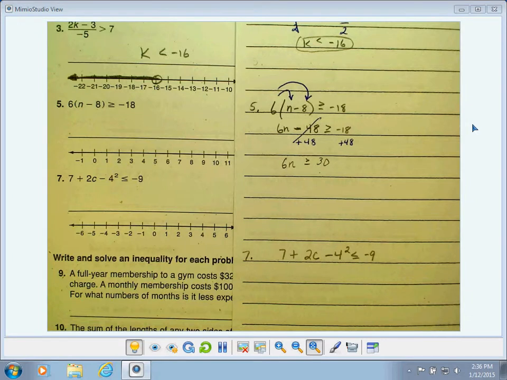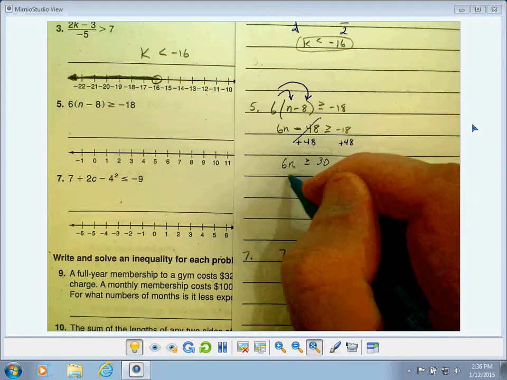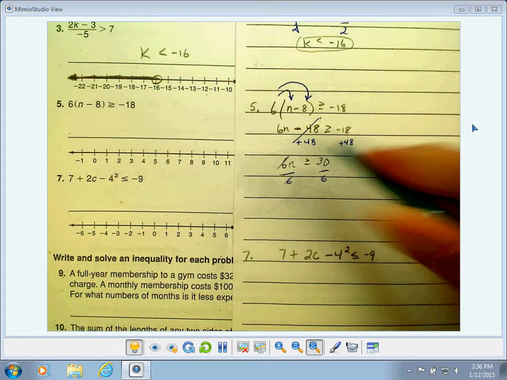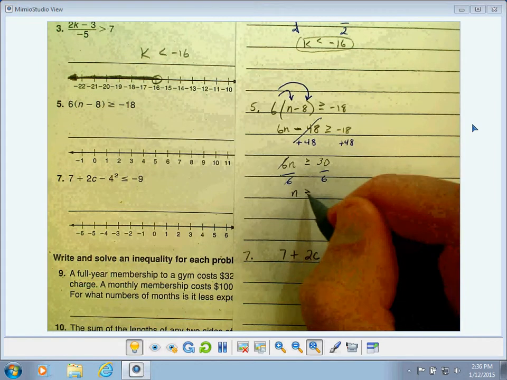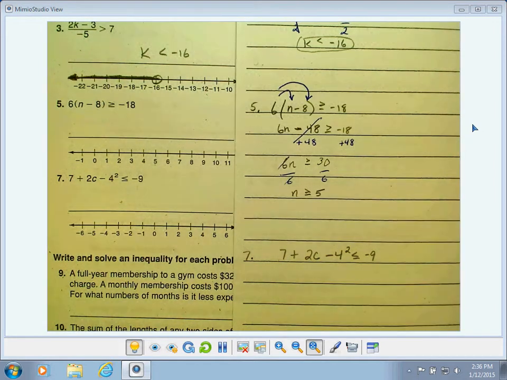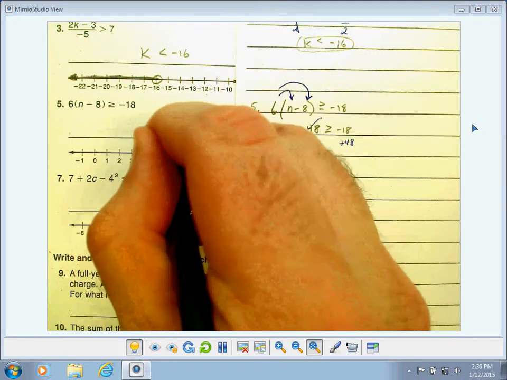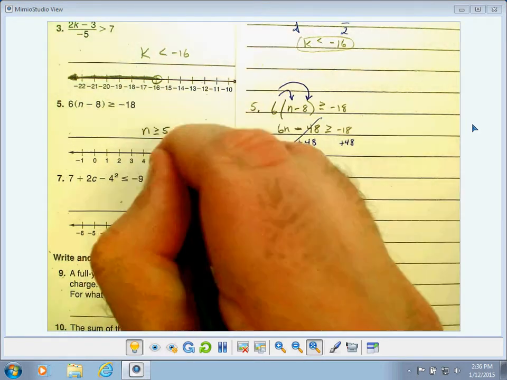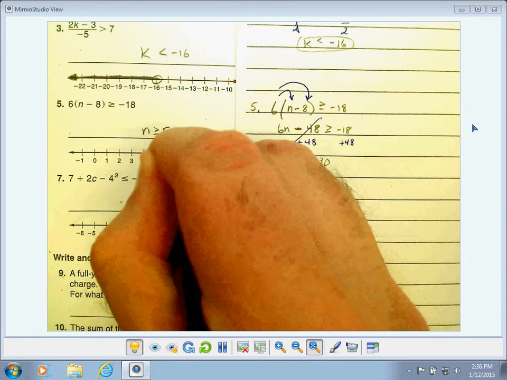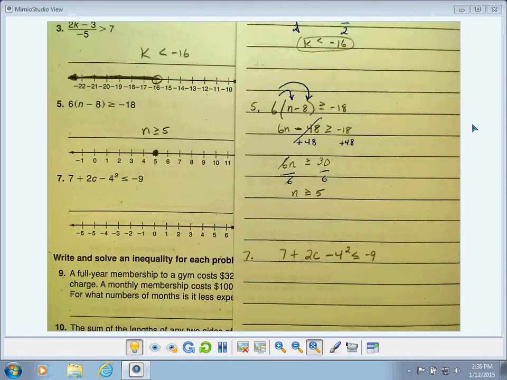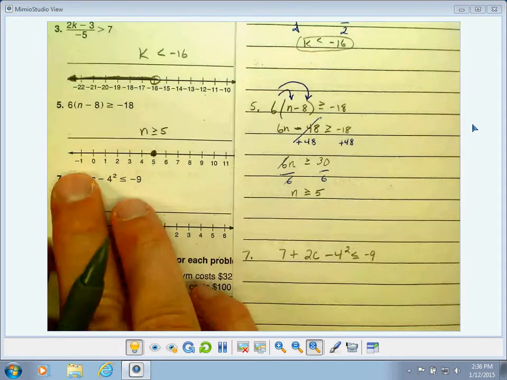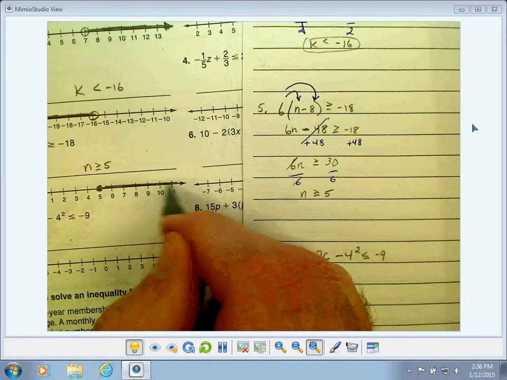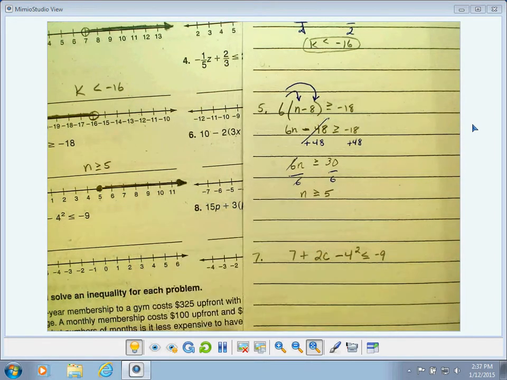And then the last step here again, we want the 6 times n part to go away, so I divide by 6 on both sides. And I end up with n is greater than or equal to 5. So since this one has an equal to part to it, I'm actually going to use a closed circle or a dot instead of an open one, which indicates that 5 is part of the answer. And then greater than, again, I'm going to shade all the numbers that would be greater than 5, which is this direction.